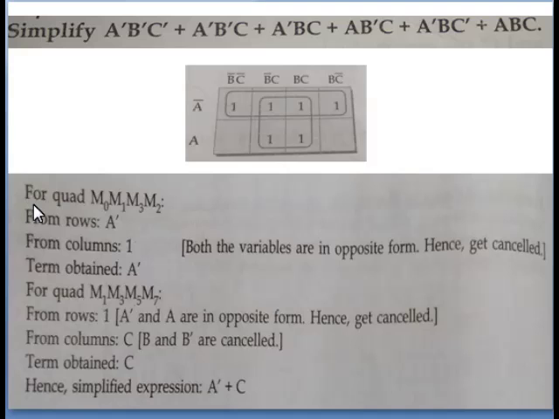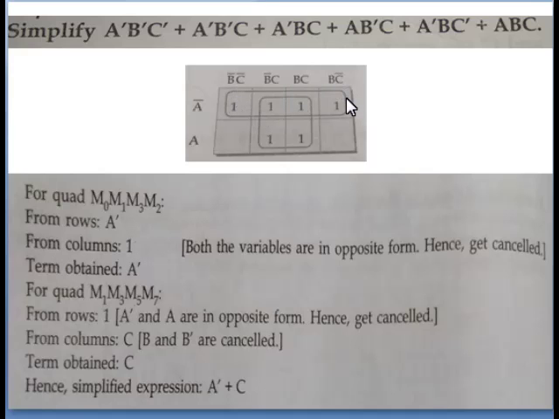For the quad M0, M1, M3, M2, this is the quad. The cell numbers are 0, 1, 3, 2. So from the rows, this is the row, and these are the columns. So from the row we got only A'. From the columns, these are the columns.